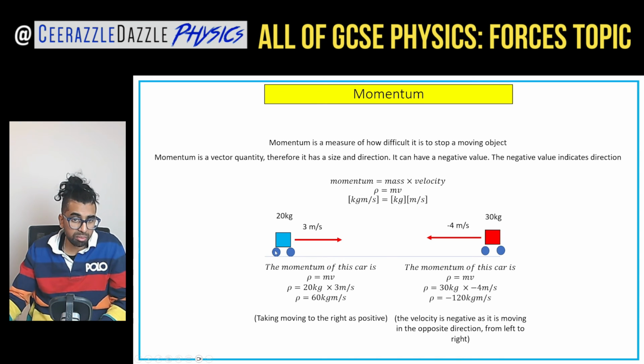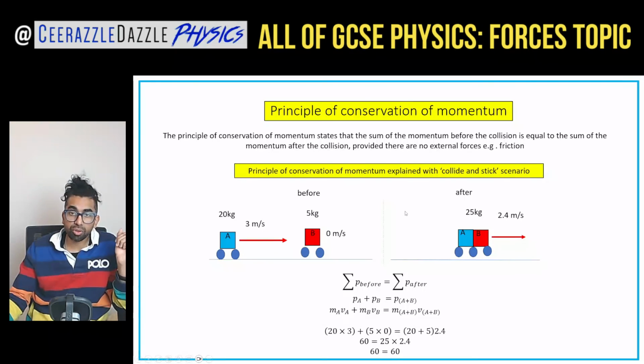Over here we can work out the momentum of this to be 60 kilogram meters per second, but because I've taken going to the right as positive, going backwards in this direction, it has to be negative. So the momentum of this one will be minus 120 kilogram meters per second because it's moving in the opposite direction. The principle of conservation of momentum.